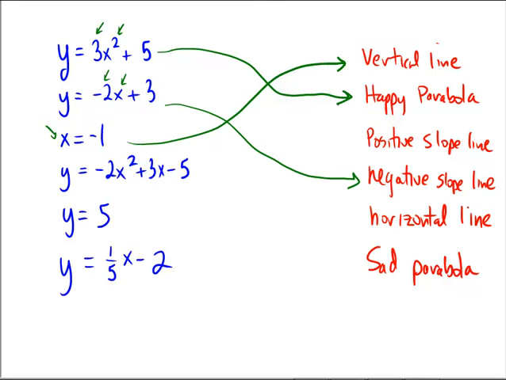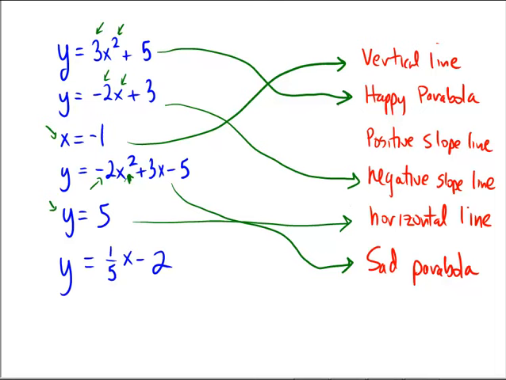And then y equals -2x squared plus 3x plus 5 is going to be a parabola because of the x squared, and it's going to be sad because of the -2. So where's sad parabola? Looks like it's down there. Now y equals 5, looking at just the y and no extra variable, means that this is going to be a horizontal line. So it's going to go straight across to horizontal line.